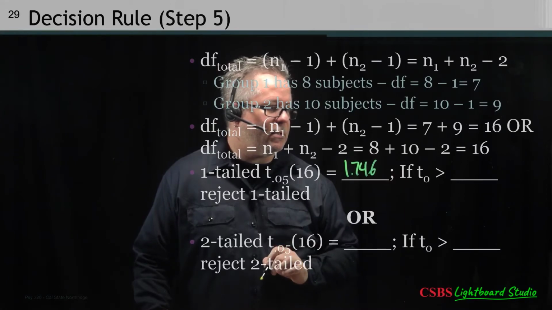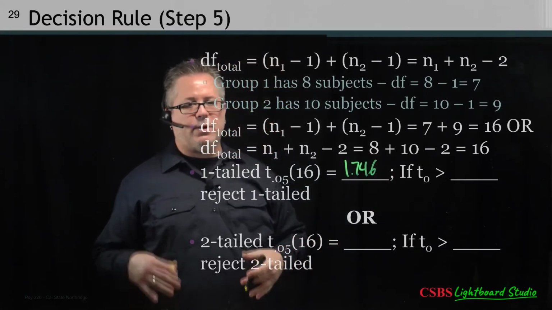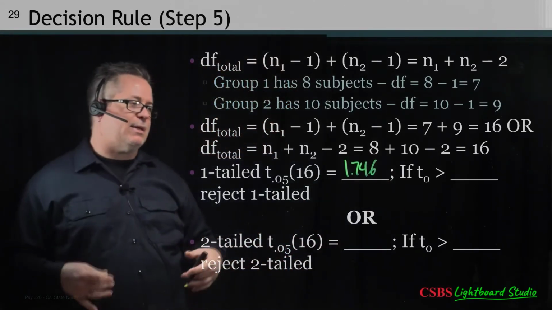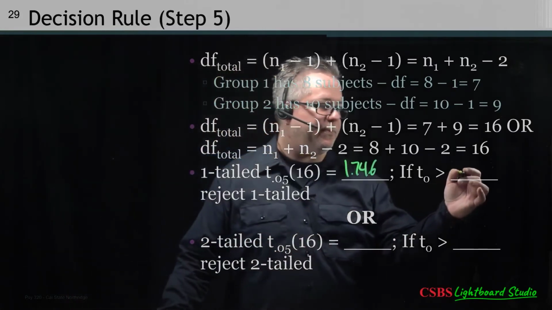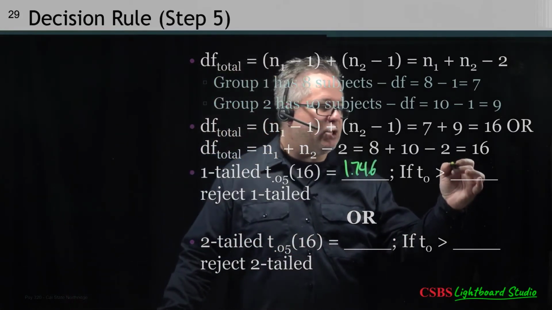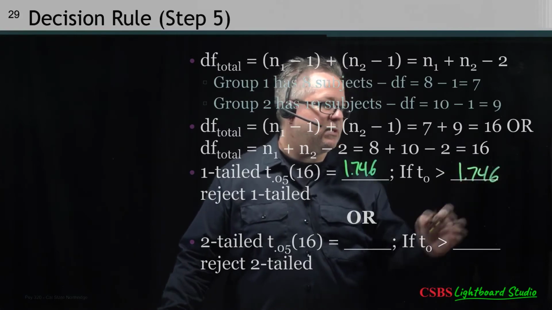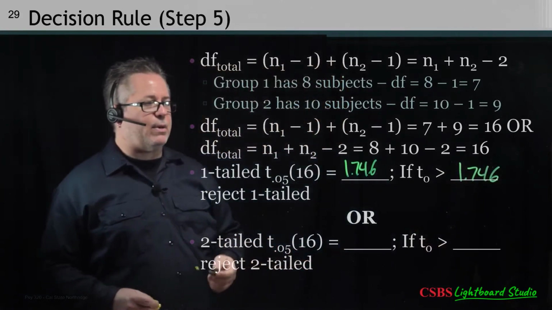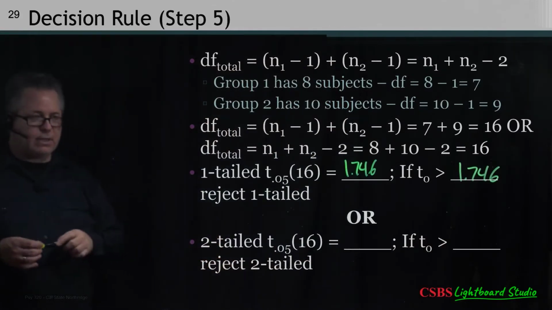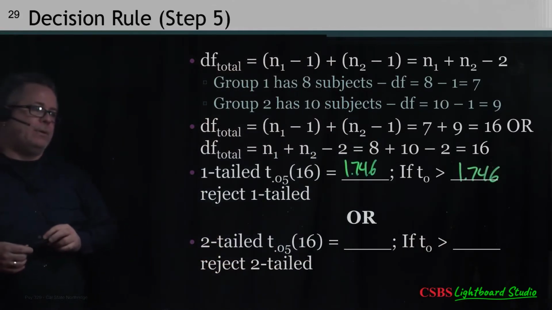1.746. So my decision rule, if I'm doing a one-tailed test, is that if my t observed that I get from my test is larger than 1.746, I'm going to reject the null hypothesis with this one-tailed test. Okay. But what about two-tailed?